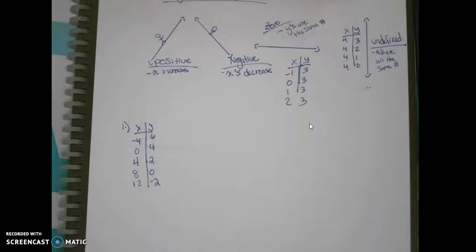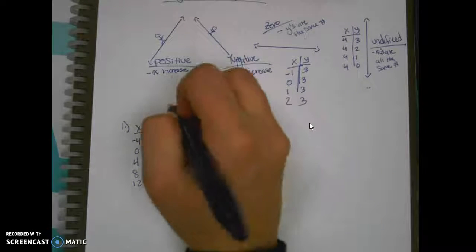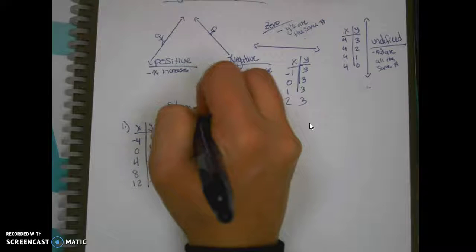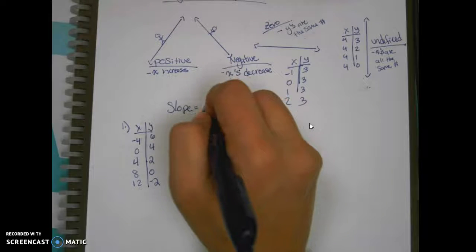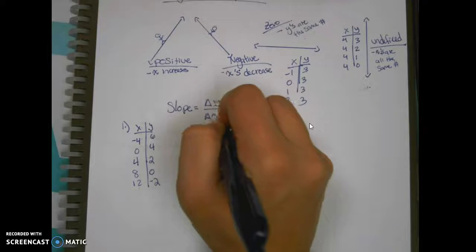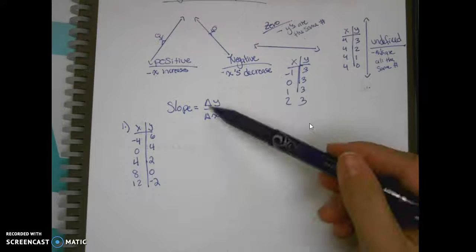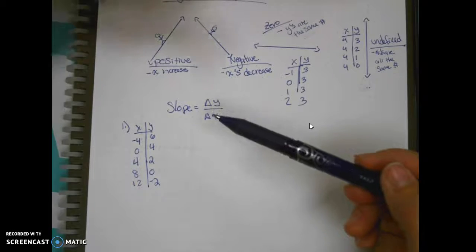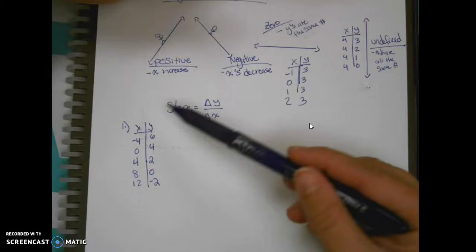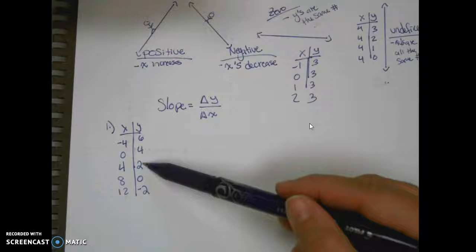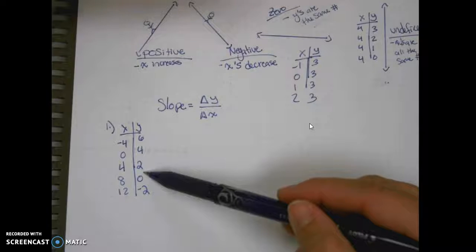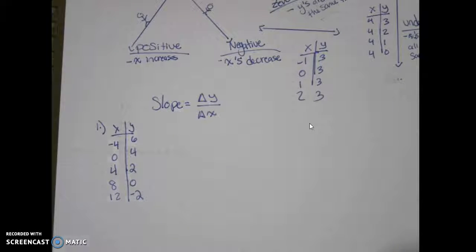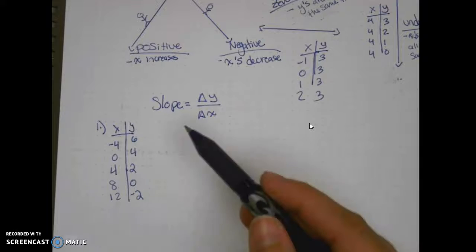Sometimes you will be asked to find the slope and what type of graph it is, so we are going to do as such. If you remember, slope is the change in y over the change in x. This little triangle just means change, so from this number to this number, that number to that number. So, y over x.